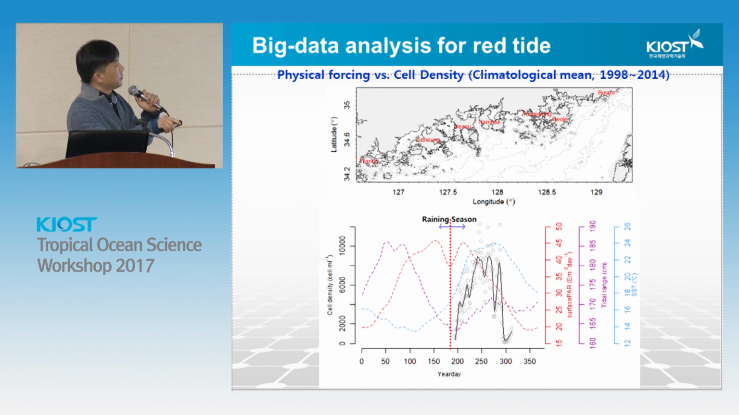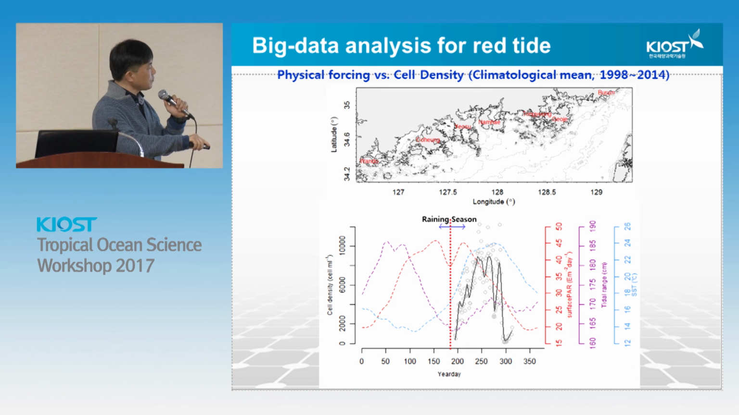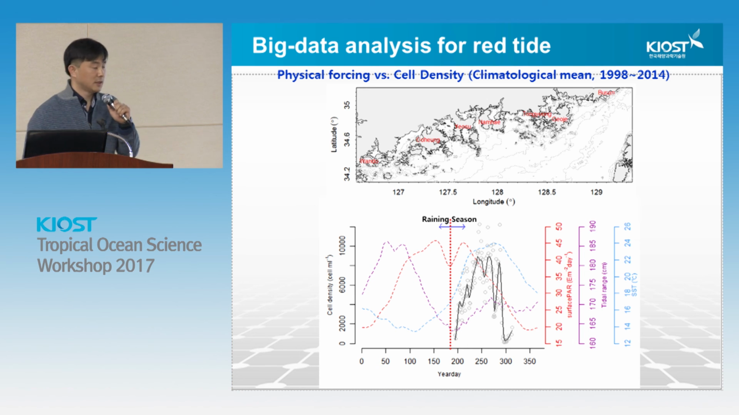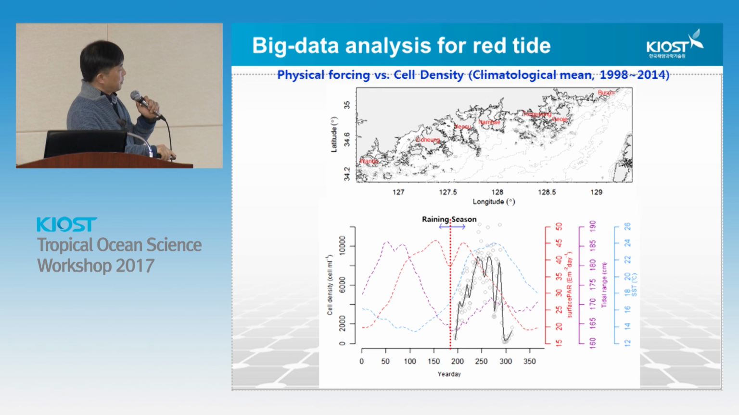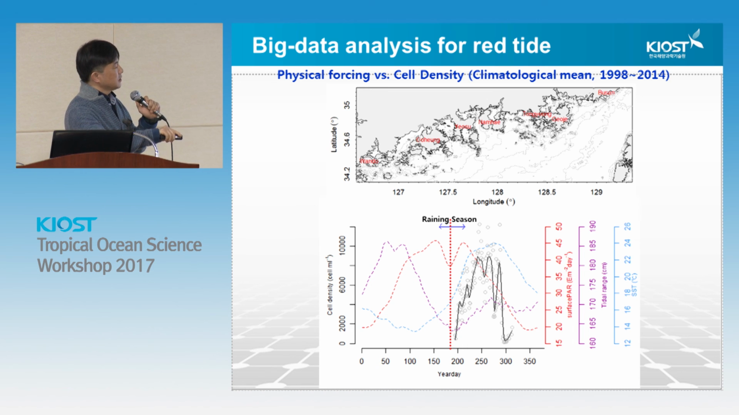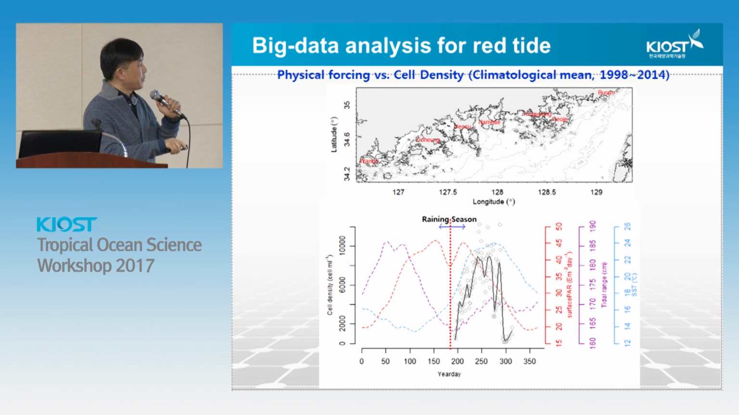We make some climatological mean. The blue line indicates the cell density, the red line is PA, and the other line is the sea surface temperature. The purple line indicates the tidal range. You can see that PA is increasing, and it drops in the summer, in the rainy season. Anyway, the cell density increases starting with increasing PA and sea surface temperature, and with the increasing tidal range, and the drop is related to the sea surface temperature drop and some PA.